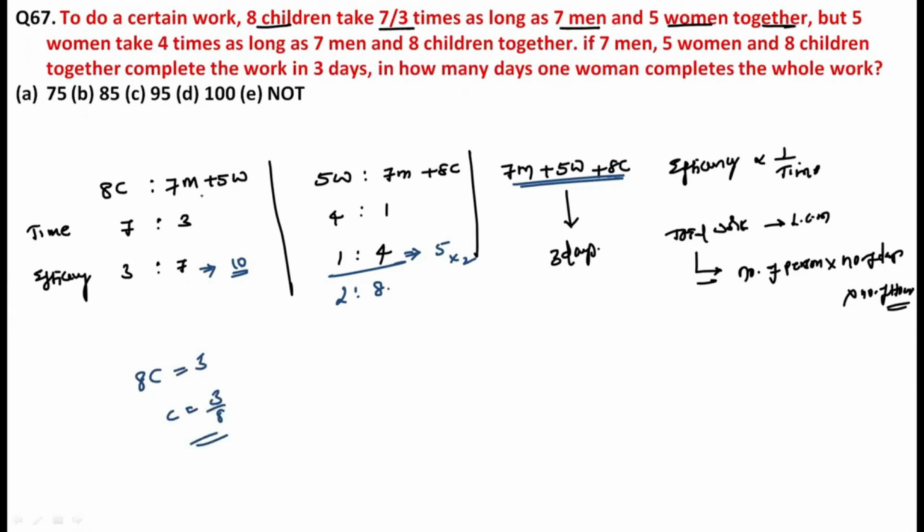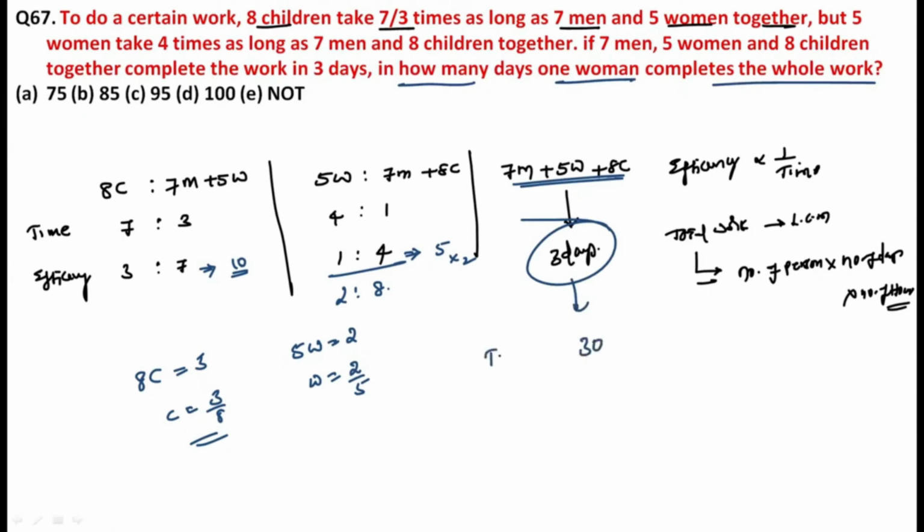Now the next one, see. So we are already done with 5W. 5W efficiency is equal to 2. Each woman's efficiency is equal to 2 by 5. Now the question: in how many days can one woman complete the whole work? Guys, the whole work is completed in 3 days. The efficiency is exactly equal to 10 units.